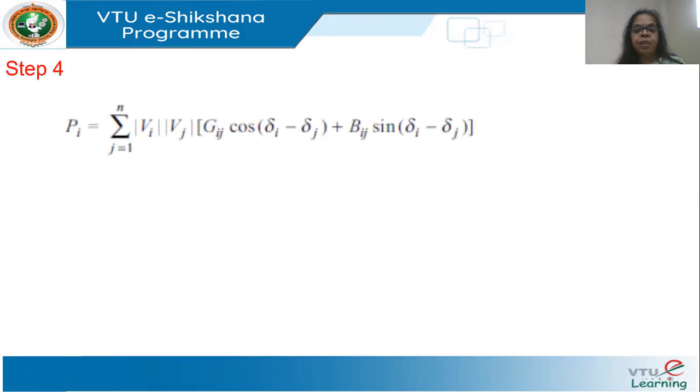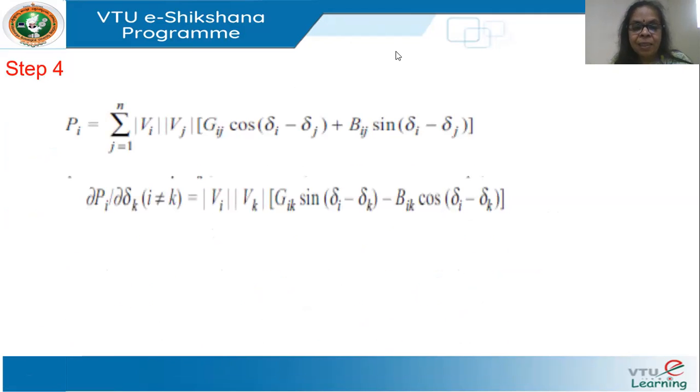And the next step is, I calculate some parameters, why, we will see soon. So we'll do a little bit of mathematics here. I have the expression for P_i. Now, let me take the derivative of P_i with respect to an angle delta_k, where k is not equal to i. So if you look at this equation, I am going to differentiate P_i with respect to delta_k. That means I have to consider this equation when j is equal to k.